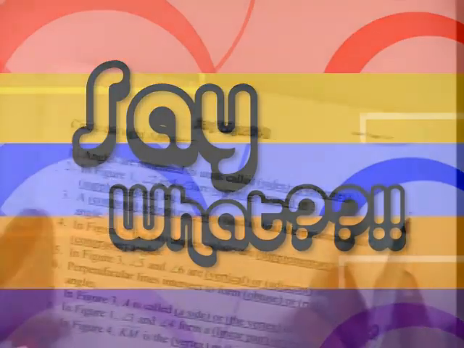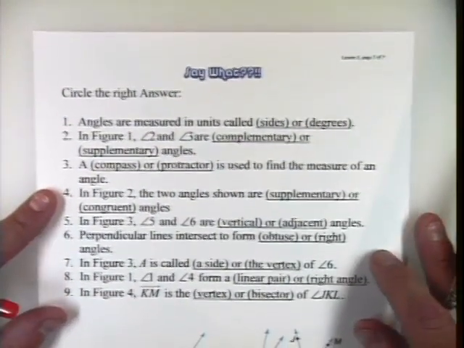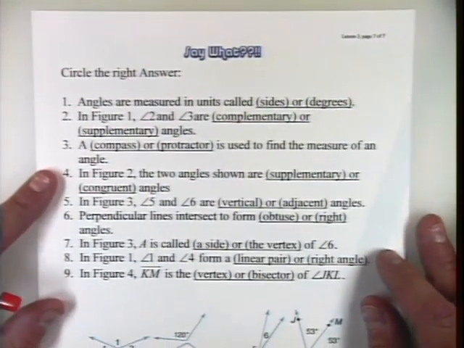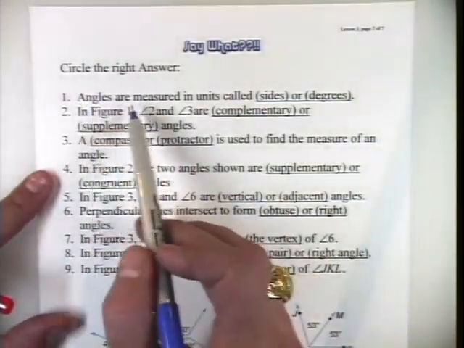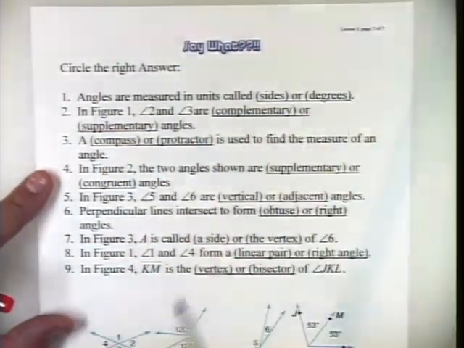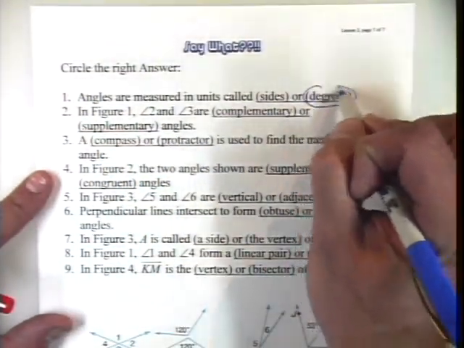Now it's time to do our little segment we call Say What? Okay. We're going to circle the right answer. We're going to keep this short and sweet today. Circle the right answer. Angles are measured in units called sides or degrees. Well, we measure them in degrees.